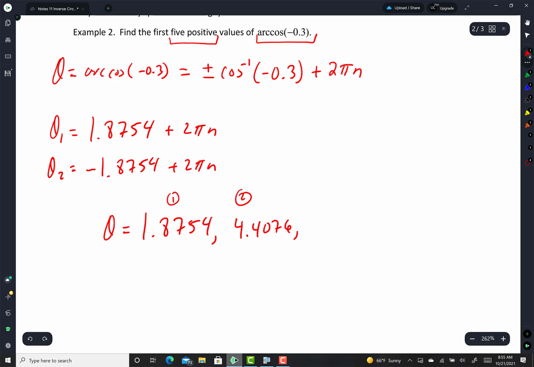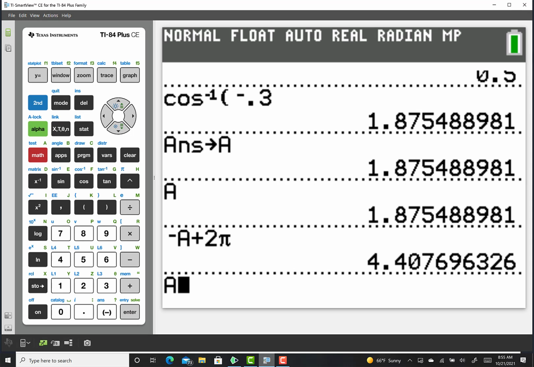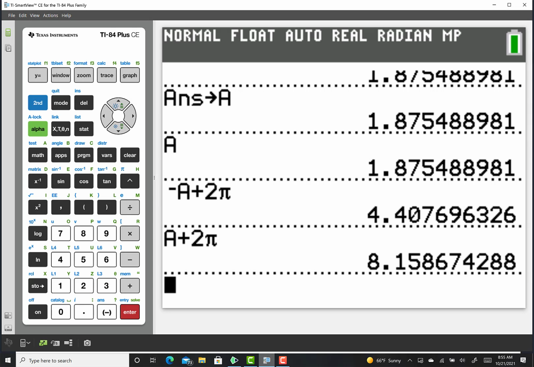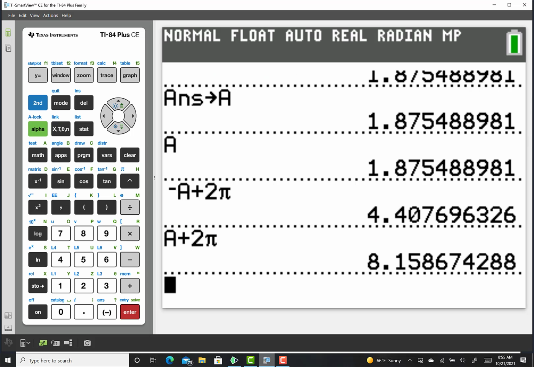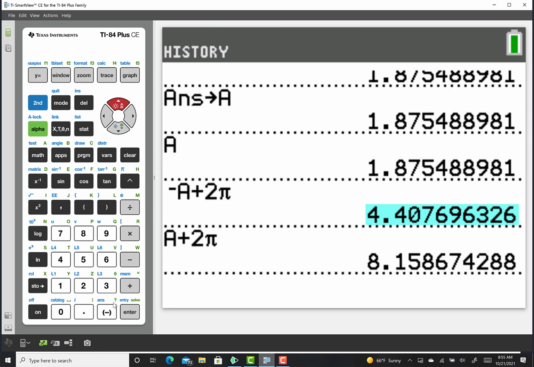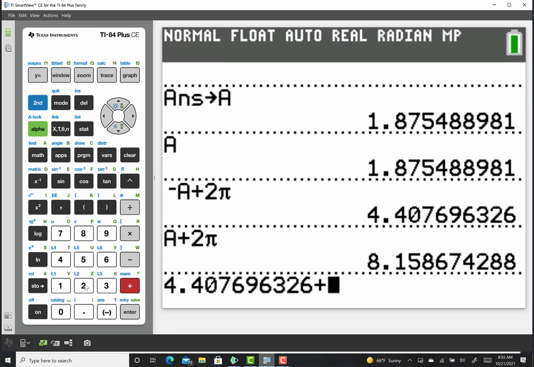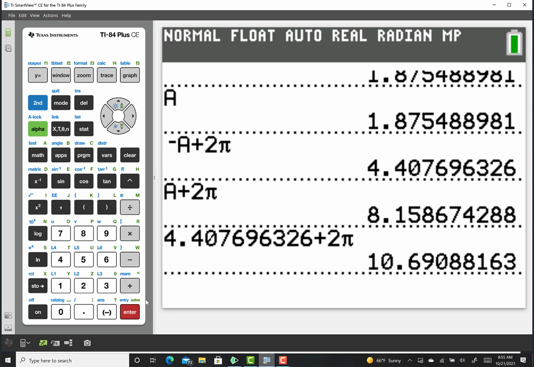4.4076, comma. Then the next one's going to come from number 1, or theta 1. So 1.8754 plus 2 pi. So I'm just going to go back and push alpha A plus 2 pi. And then 8.1586. 8.1586, comma. Then the next one, 1, 2, 3, 4, is going to come from the 4.407. And you can call out your A if you want, but look, you can just scroll up on this thing. Up, up, up. 4.407, enter, plus 2 pi. Well, I guess with that feature that you can scroll up, you didn't have to store it. 10.6908.